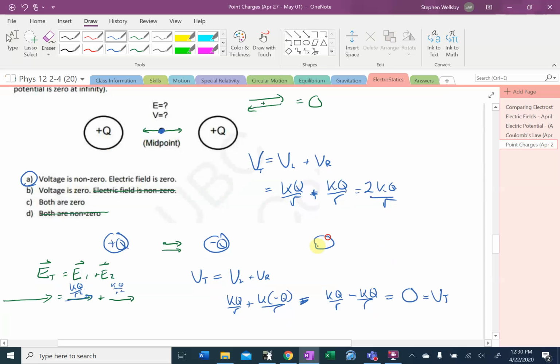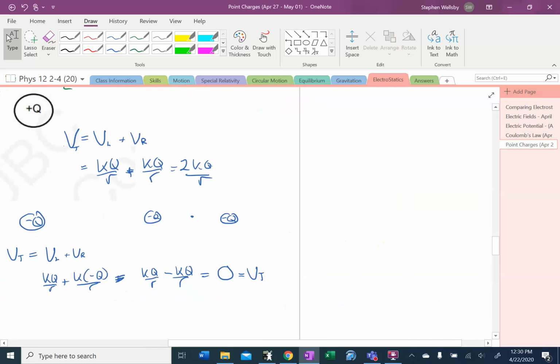And we'll just do one more example here. So for negative q and negative q, can you tell me what the potential would be? Let me just redraw this here. What would be the potential and the field at the midpoint here? So pause the video, see if you can figure it out for yourself. Okay, so let's come back to this one.